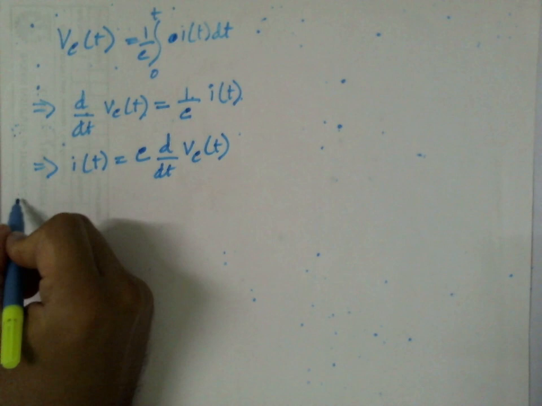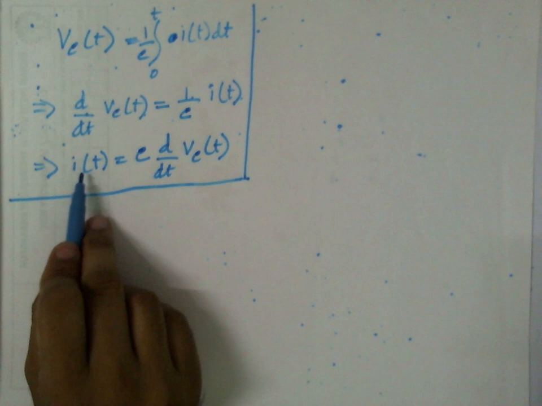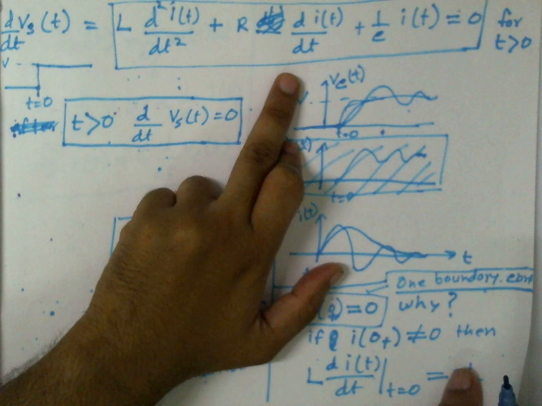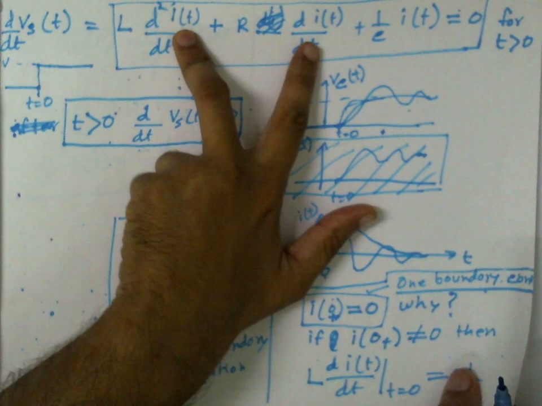Now what we will do, we will put this expression for i(t) in this equation. This differential equation which we wrote earlier was in terms of i(t), but we are interested in Vc(t), the capacitor voltage. So we'll write i(t) in this expression in terms of Vc(t). So let's do that. Let me first copy it here.